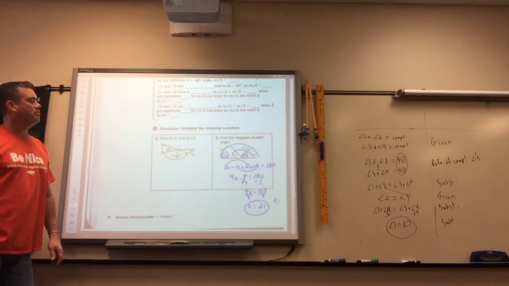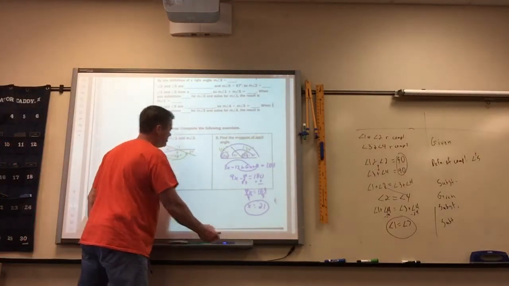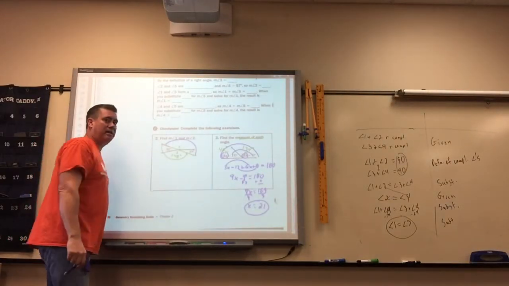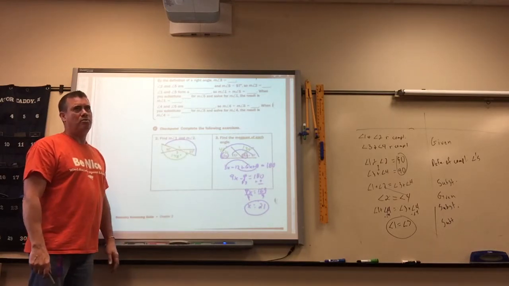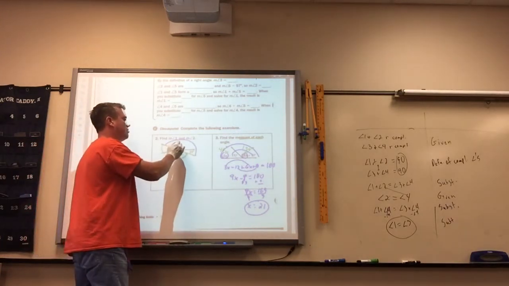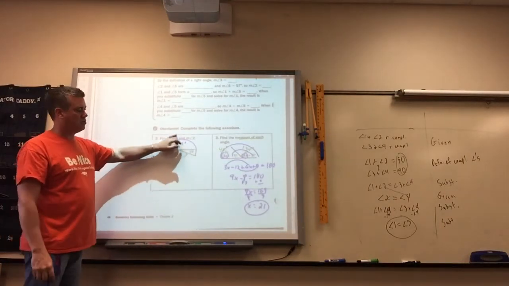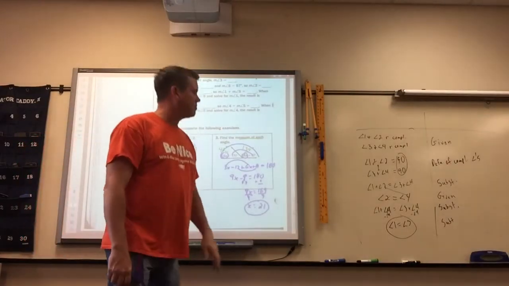Then, how are you going to figure out what 1 is? Well, what you gotta do is subtract 21 from 180. These two together form a 180. So just subtract 21 from 180. 159. And remember, what do they got to all add up to? 360.